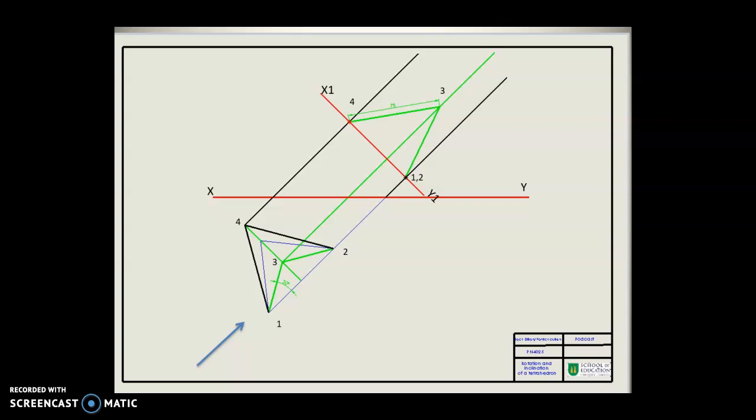Then bring the apex up to the auxiliary view using sliding set squares. Then step off the length of the side of the tetrahedron. We know this to be 75 mm. We now have an auxiliary view of the tetrahedron.